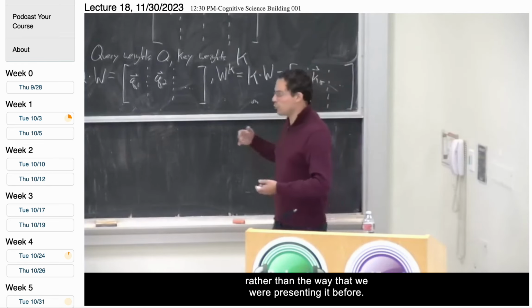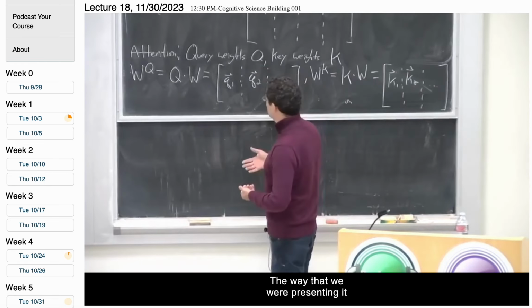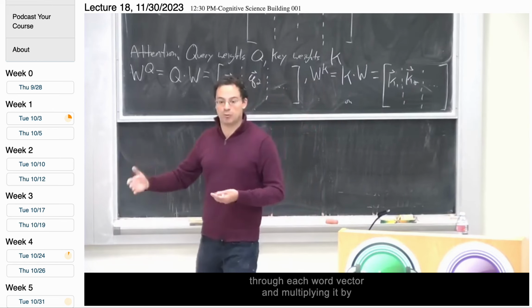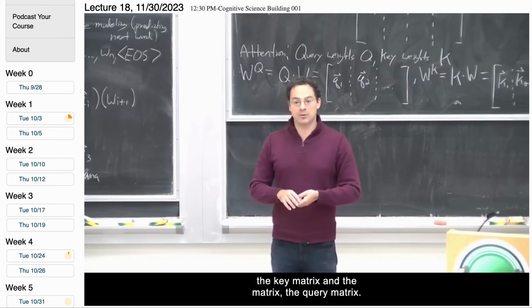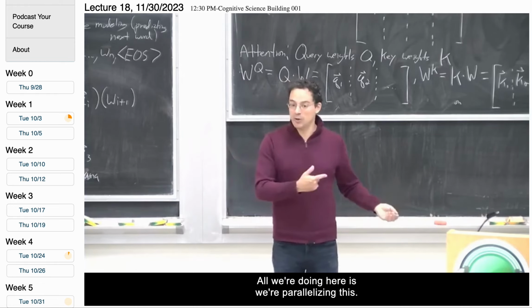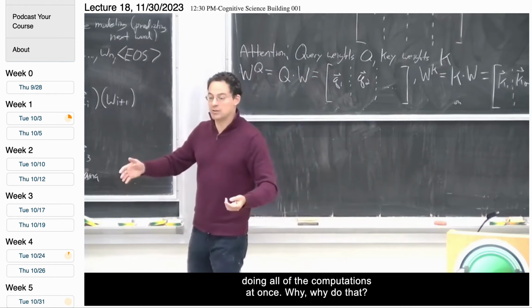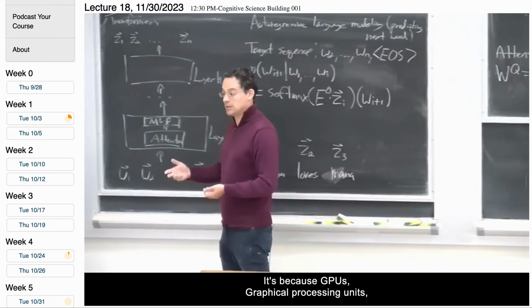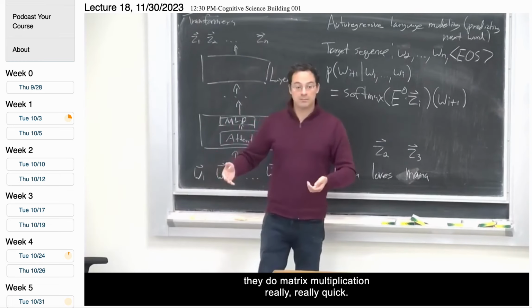So what's the point of doing it this way, rather than the way we were presenting it before? Before, we were sequentially going through each word vector and multiplying it by the key matrix and the query matrix. It doesn't need to be sequential. All we're doing here is parallelizing: we're putting everything into a matrix and doing all the computations at once. Why do we want to do that? Because GPUs, graphical processing units, do matrix multiplication really, really quickly.